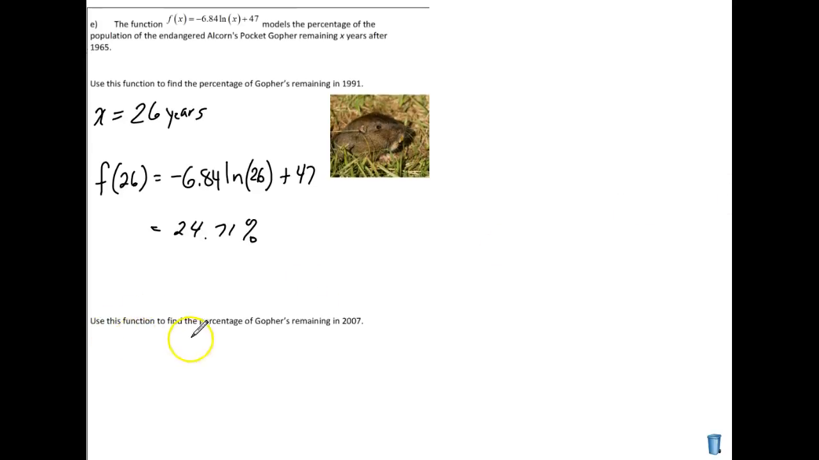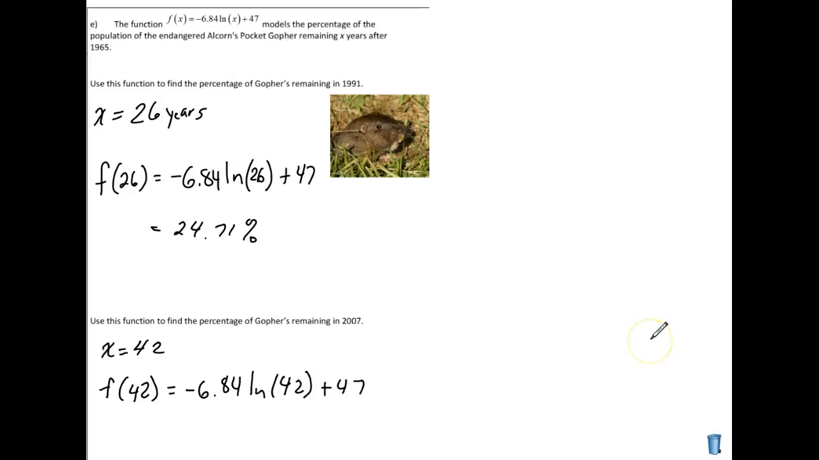Then it says use this function to find the percentage left in 2007. So again, in 2007, from 65 to 2000, that's going to be 35, plus another 7, that's going to take us to 42 years. So f of 42 is, again, we're just going to use this function. I'm guessing there's not going to be many left, but we'll see here.